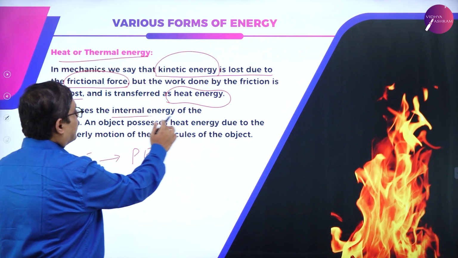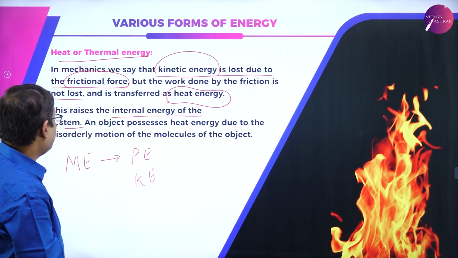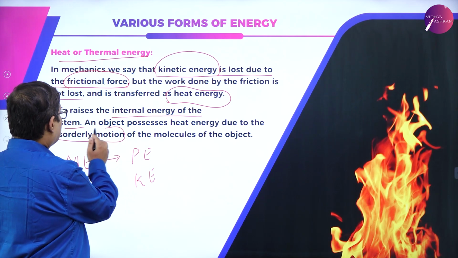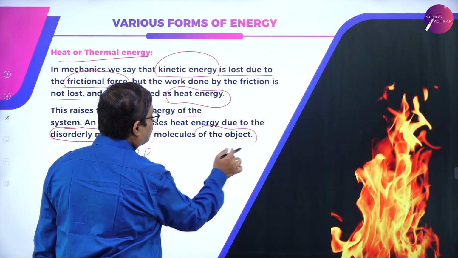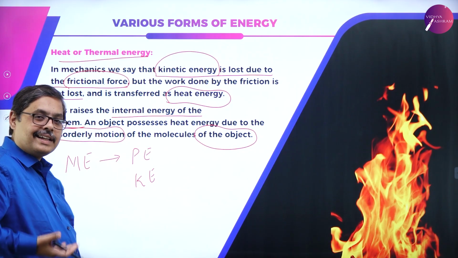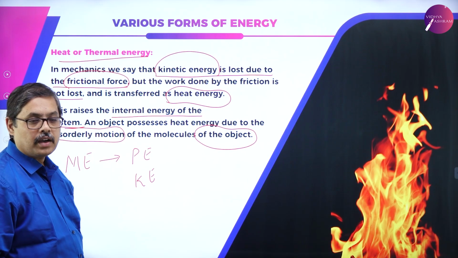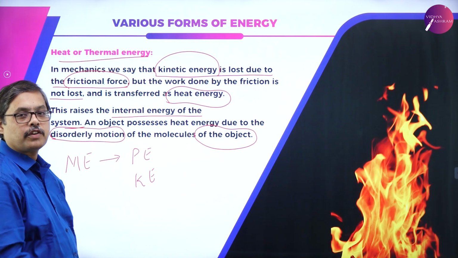This raises the internal energy of the system. An object possesses heat energy due to the disorderly motion of the molecules inside the object. Because of the motion of the atoms and molecules inside the object, the internal energy is built up and thereby some amount of heat is produced. Okay, the best example is rubbing of your hands.